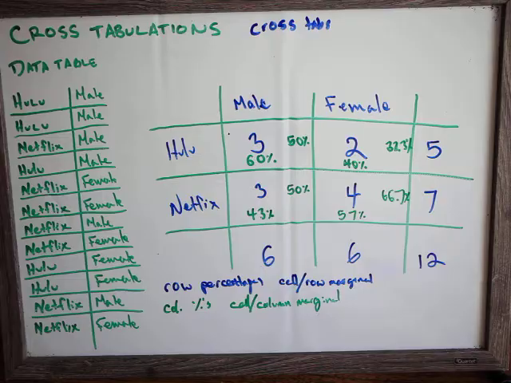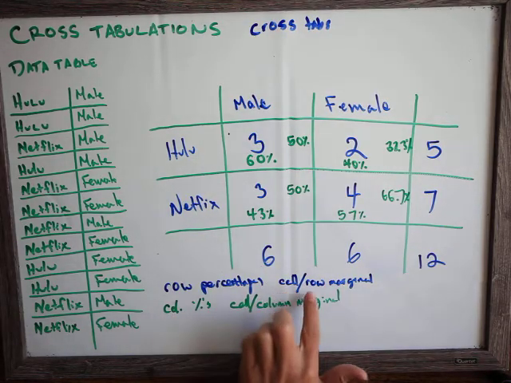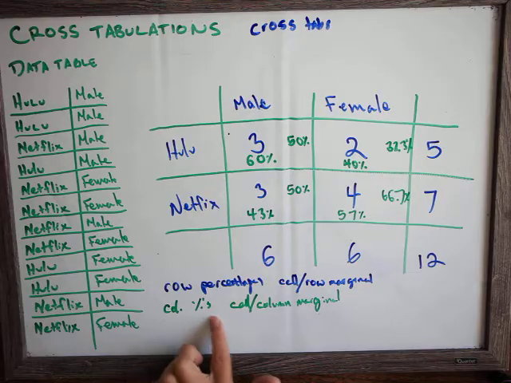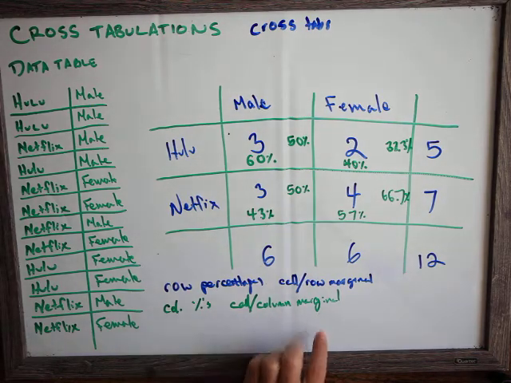So that's it. That's all for cross tabulations. Just remember, row percentages is the cell divided by the row marginal, and column percentages are the cell divided by the column marginal.